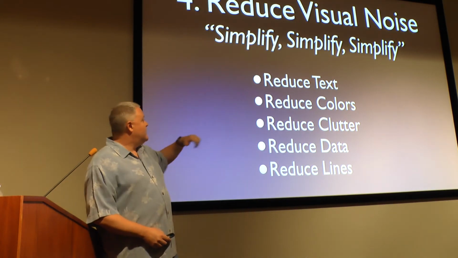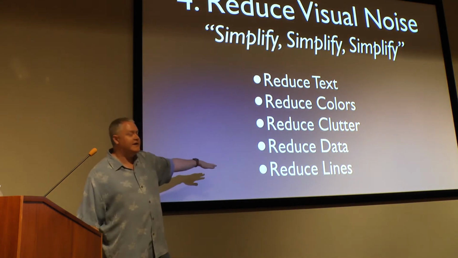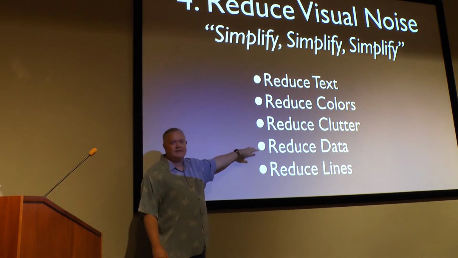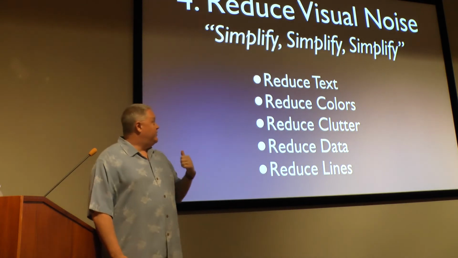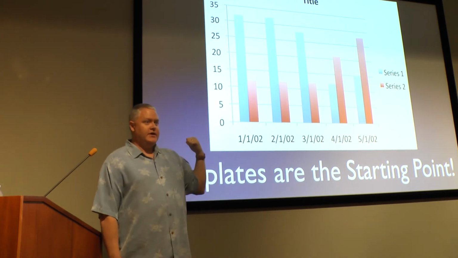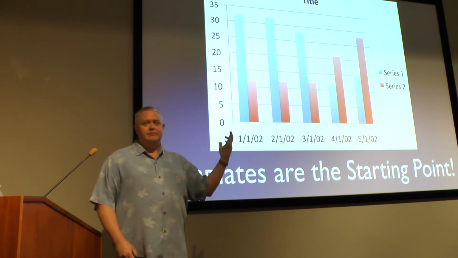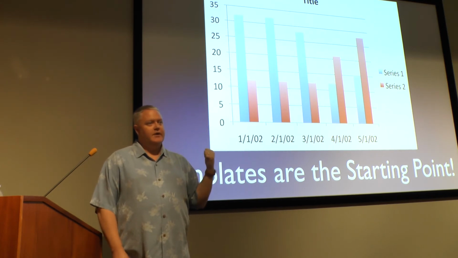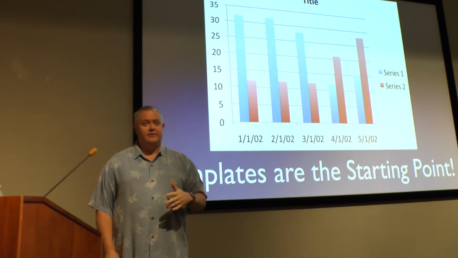Reduce text, pull out colors, pull out any clutter, pull out any lines, grid lines, pointers, whatever it takes. And even reduce data. If there's data there that's not relevant to your key message, get it out. Try to simplify your chart as much as you can. This is a template, right? So when you hit make me a bar chart in Excel in this case, this is what pops up. But this is just a starting point. And so many people hit the chart button, the data's in there, and they think they're done.